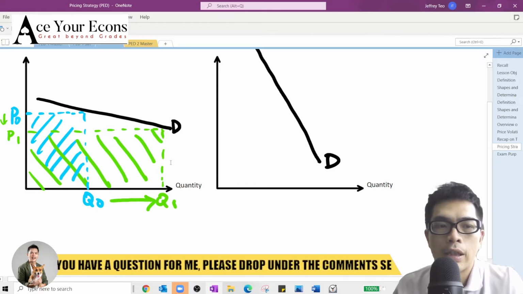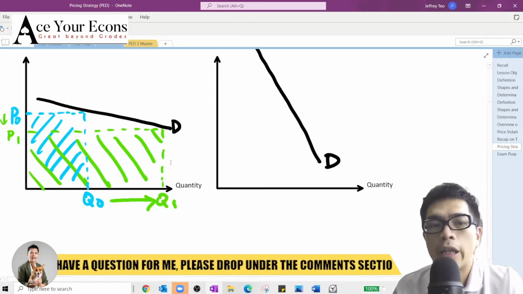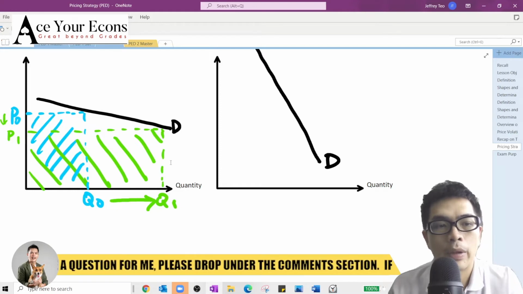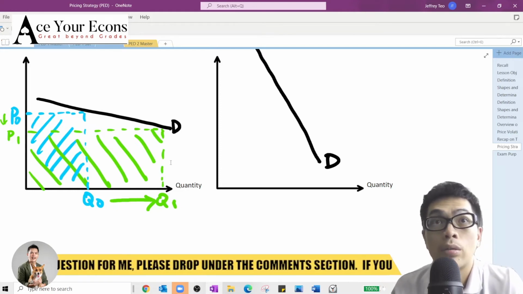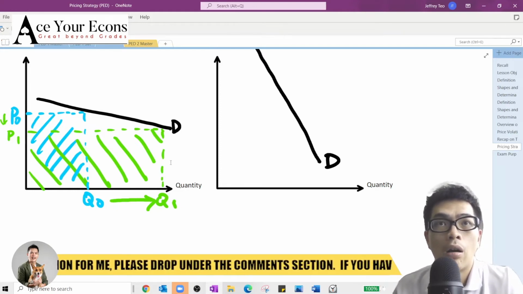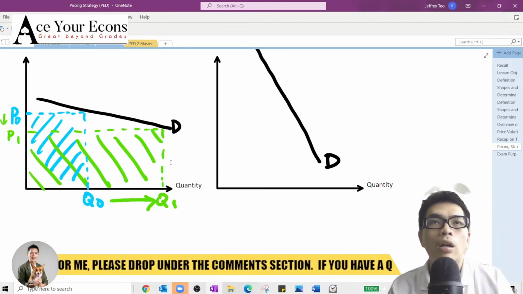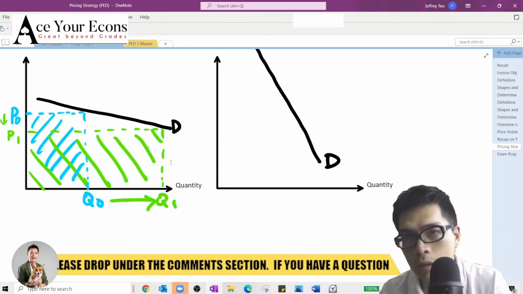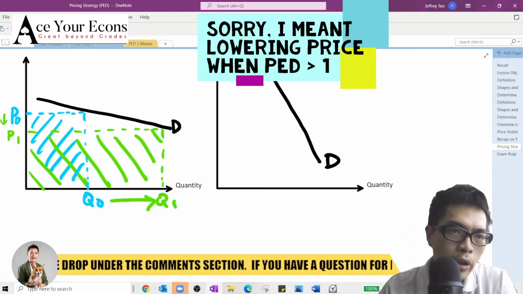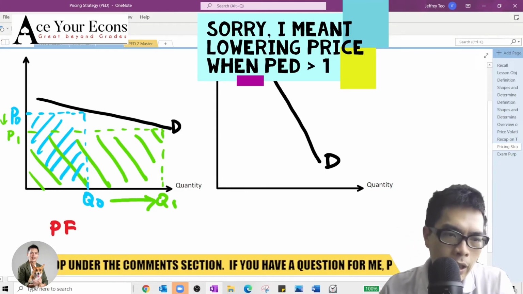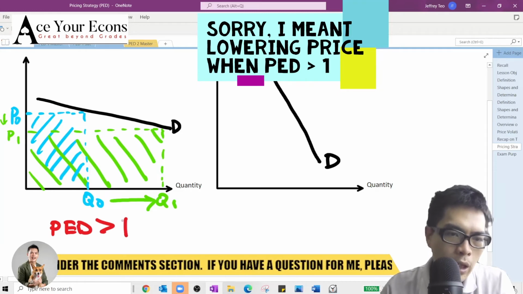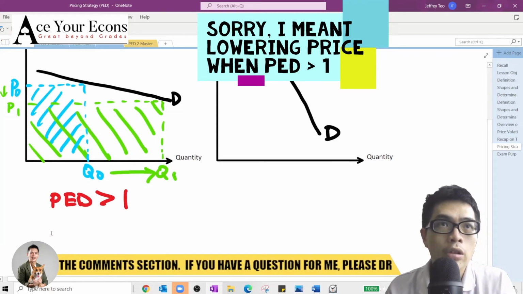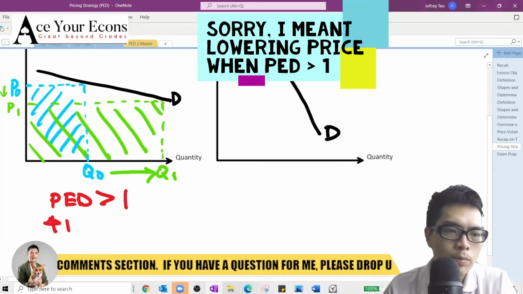We can see that your producer revenue increased from P0 Q0 to P1 Q1. So we are all about looking at the size of the rectangle, the area under your demand curve. So if your good is price elastic, PED is greater than 1, a firm should always strive to lower its price.